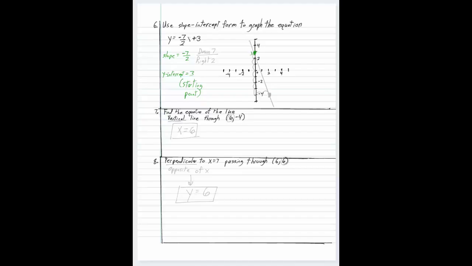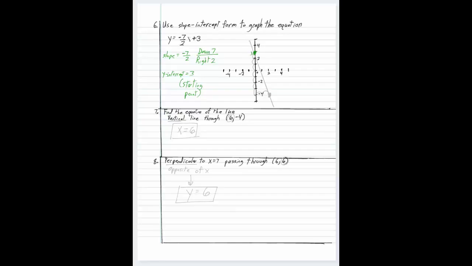Okay, now slope gives us direction. The top number will tell us whether we go up or down, and because we're negative, we're going to go down. So we're going to go down 7, and the bottom always goes to the right. It never goes left. It's always right. And that's going to be right 2.